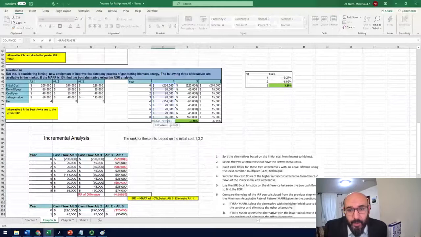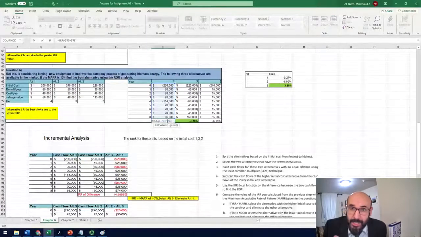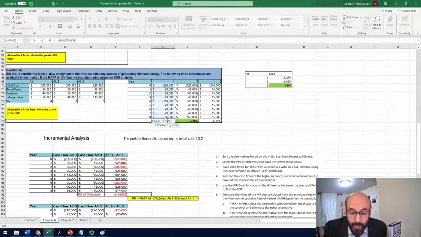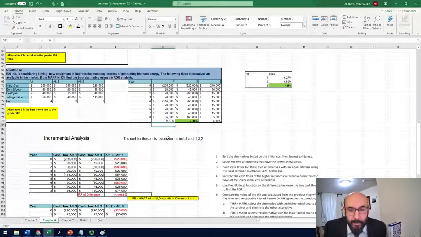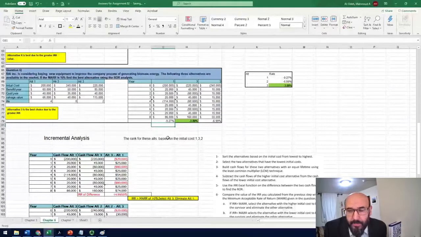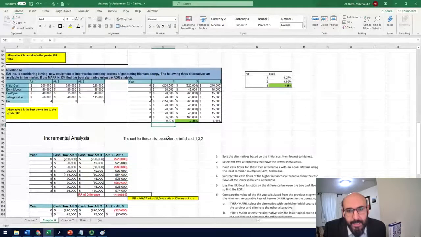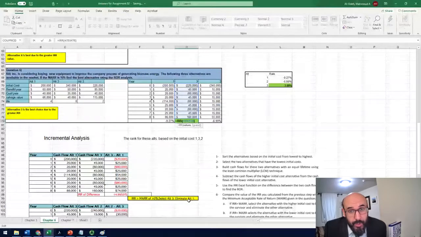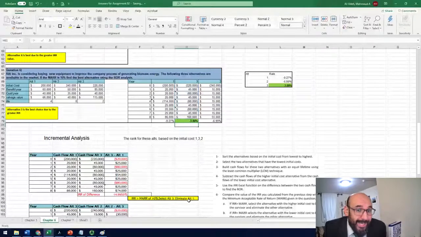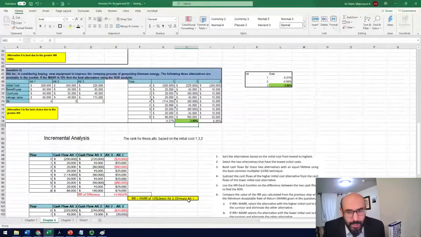Once you build the cash flow, use the IRR function, select all the values from year 0 to year 8, and that will give you a negative 9.27%, which means this company, if they go with option 1 or alternative 1, is losing basically 9% of their money. Doing the same thing, IRR for alternative 3, select all the values, and that will give you a negative 3.88%.